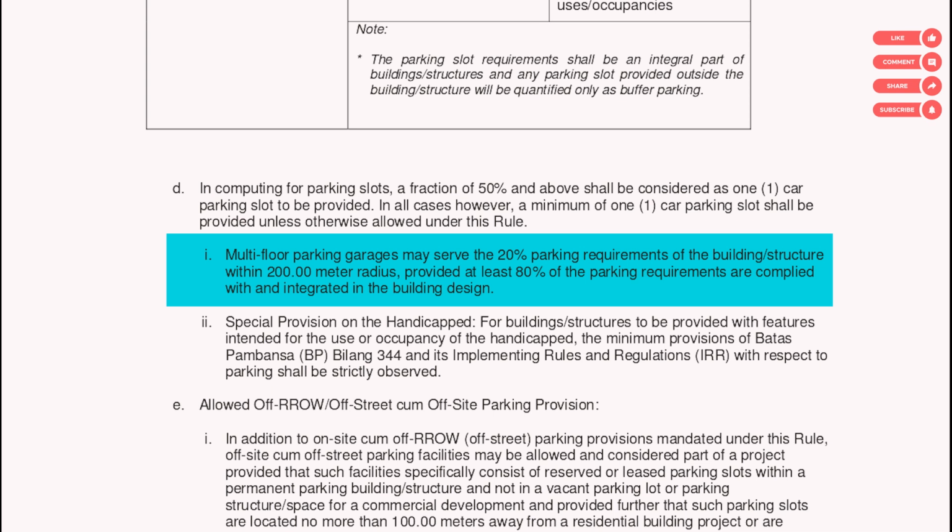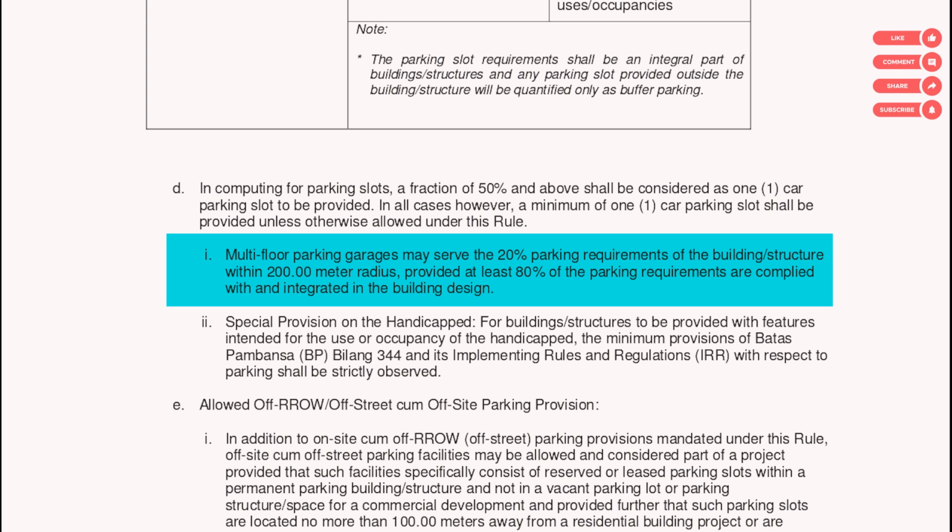Nakalagay sa building code. Let's start with this. I like to think of this as the discount clause. If there is a multi-car parking garage close to your project, within 200 meters of your project, 20% of your parking requirement may be served by this garage. Kunyari, swerte ka na meron kang kapitbahay na multi-car parking garage. You don't own it, okay? Katabi mo siya, or malapit siya sa building mo. Basically, what this is saying is, you get a 20% discount. Now, if the building code requires you to provide 100 parking spaces, now you only need to provide 80.